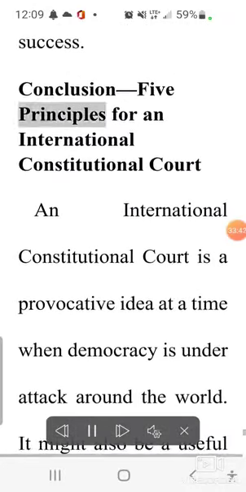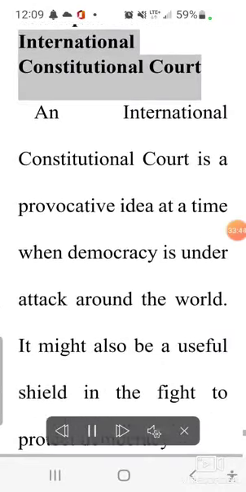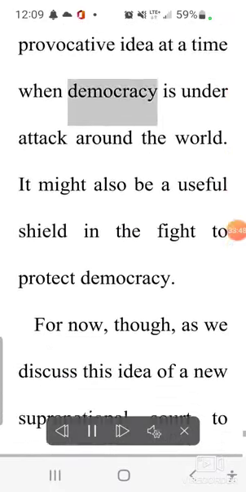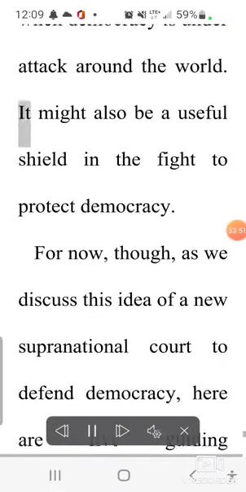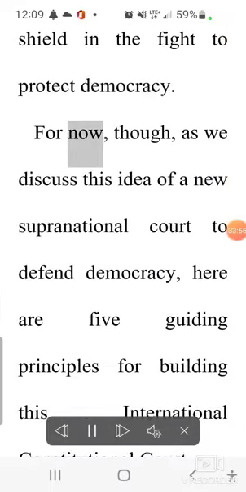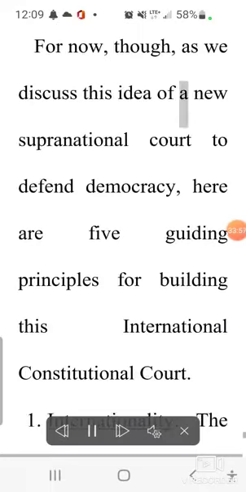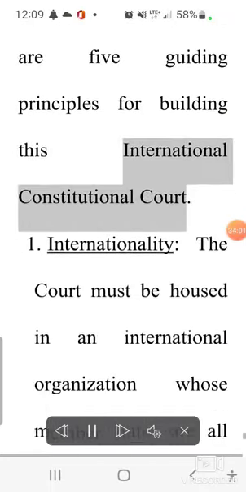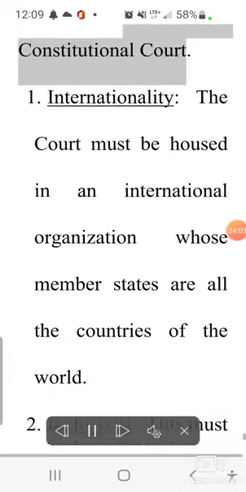Conclusion: 5 principles for an international constitutional court. An international constitutional court is a provocative idea at a time when democracy is under attack around the world. It might also be a useful shield in the fight to protect democracy. For now, though, as we discuss this idea of a new supranational court to defend democracy, here are 5 guiding principles for building this international constitutional court.